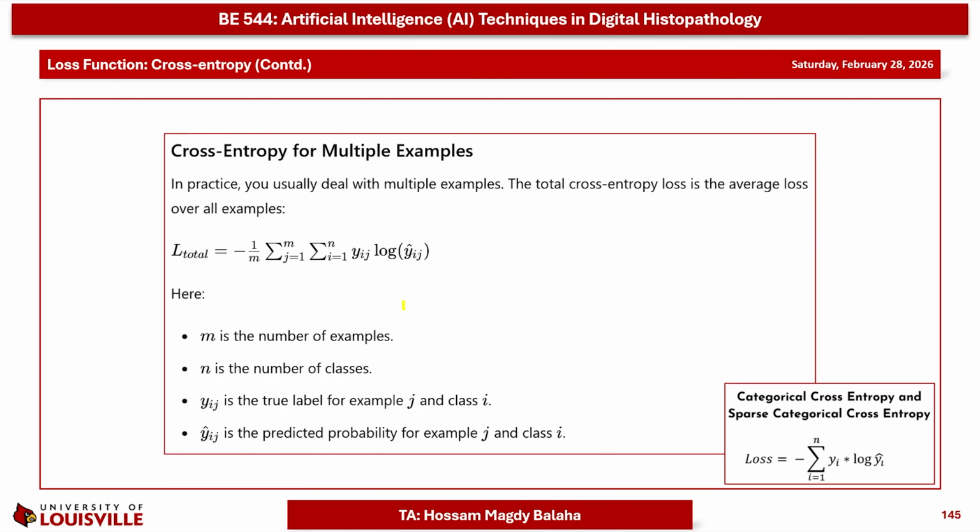So to make it general, you are doing that for all of the classes for a specific instance, and then doing the same for all of the examples. Divided by the number of examples, you will gain the total loss function in a normalized fashion.